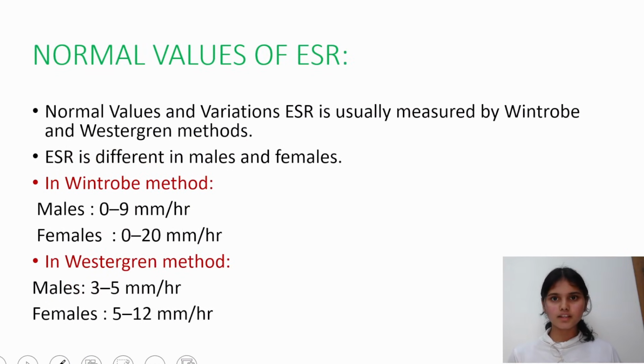Now, the normal values of the ESR. What is that normal range? There are two methods by which you will perform the ESR, the Westergren method and the Wintrobe method. The normal values vary for each one of them, but not by much. ESR is obviously going to be different between males and females. In the Wintrobe method, in males it is 0 to 9 mm per hour, and in females it is 0 to 20 mm per hour. But in Westergren's method, in males it is 3 to 5 and in females it is 5 to 12. There is a physiological reason why females have a higher ESR than males, mostly related to the hormone estrogen.